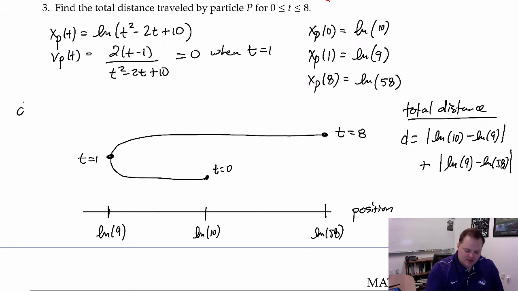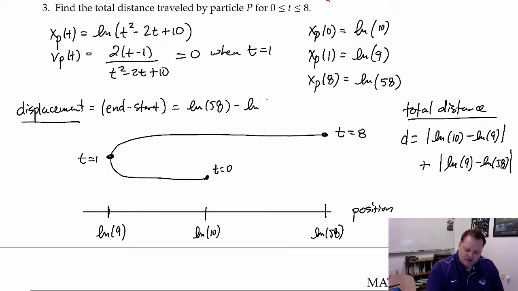Displacement, right? The displacement after 8 seconds is different. Displacement is simply the difference between your starting point and your ending point. And this one, you should not use any absolute values because you want to know, so displacement is end minus start. So here that is the natural log of 58 minus natural log of 10.